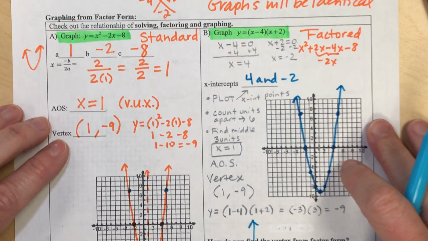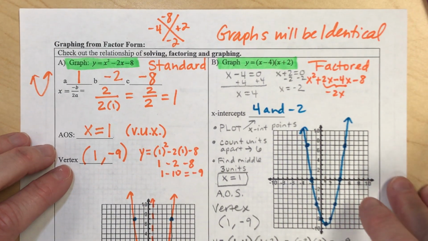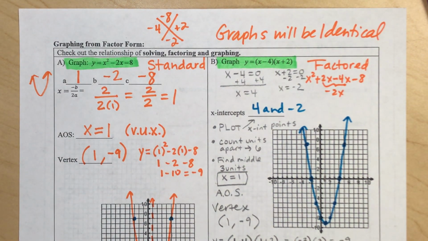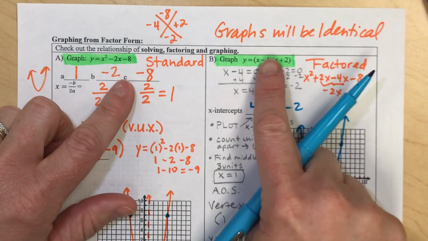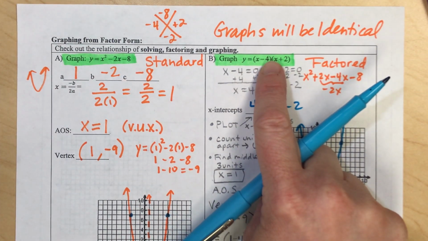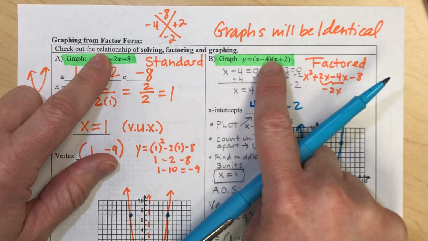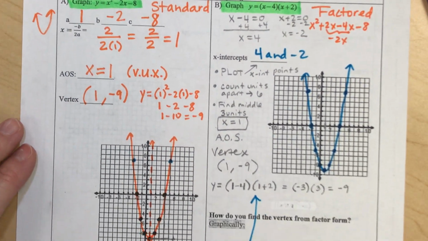So factored form or standard form, a very long video, I apologize, to show you that they are the same. They're the same function, they're the same picture, standard form or factored form, because you could just multiply this and get this function over here. So your graphs should be identical.